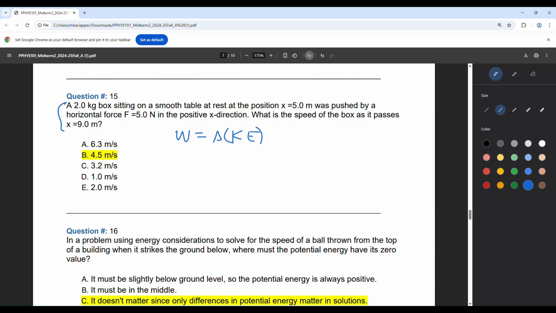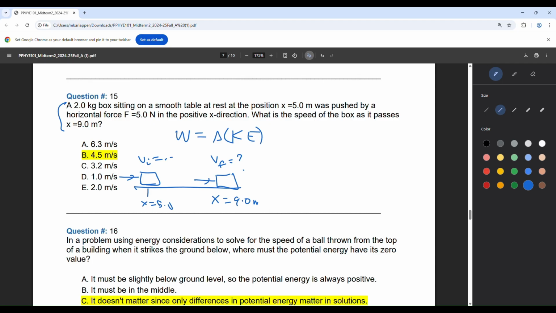Read the question. A 2 kilogram box sitting on a smooth table is at rest at position x equal to 5 meters, its velocity is 0. Then someone is pushing it starting from 0 speed, constantly applying the same force and keeps pushing it until it comes to this position, 9.0 meters. The question is, what is the speed when it reaches x equal to 9.0 meters?